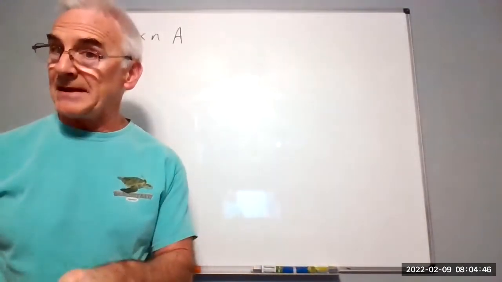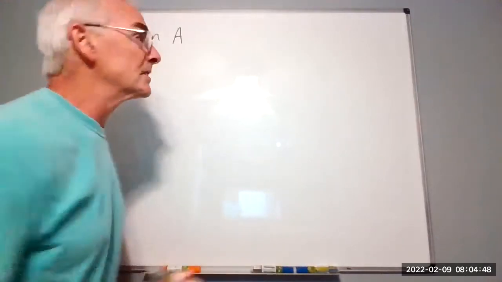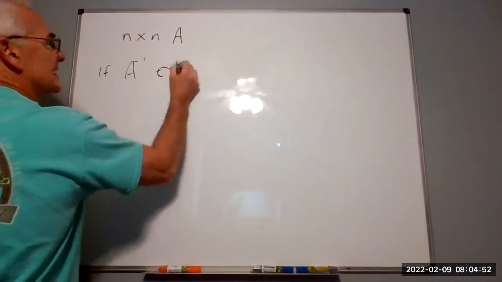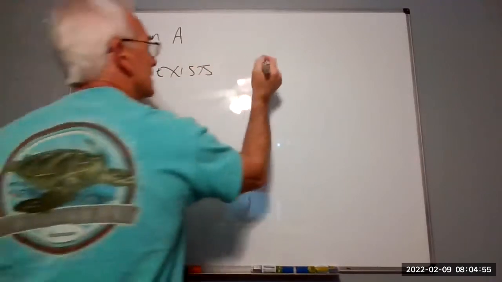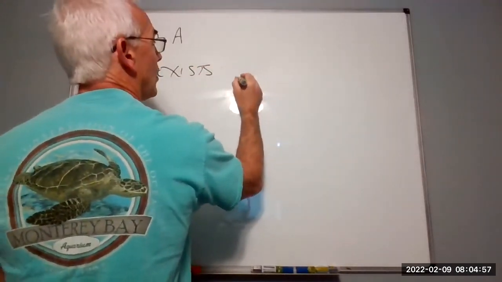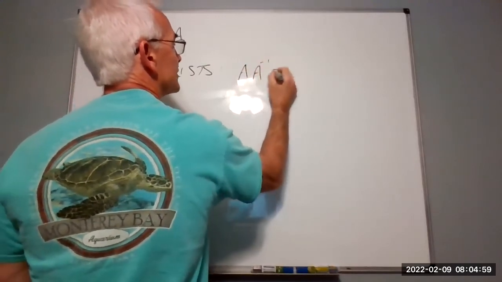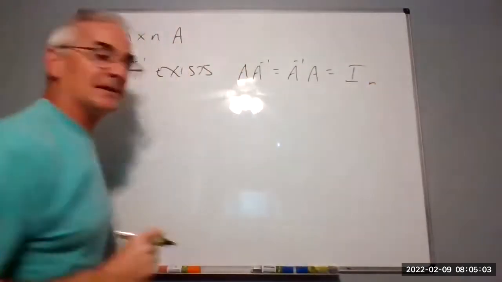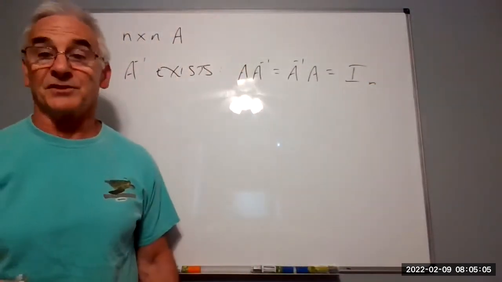Now, A inverse may exist, it may not exist. So definition: if A inverse exists, then we have a few different things going on. One is that A times A inverse equals A inverse times A equals the n by n identity matrix. Okay, that's the first and simple one.